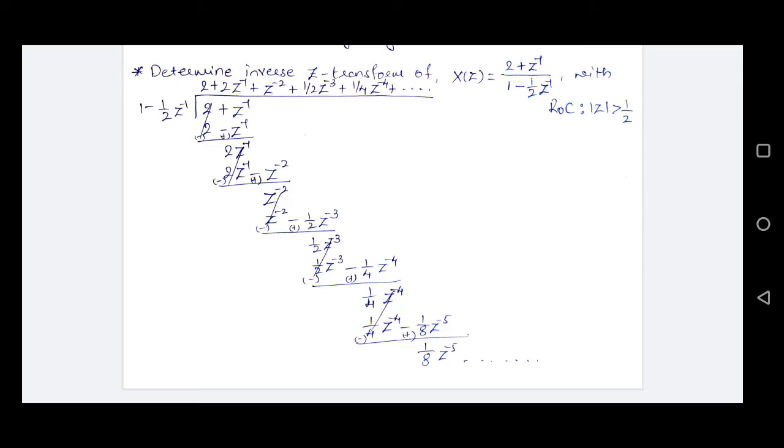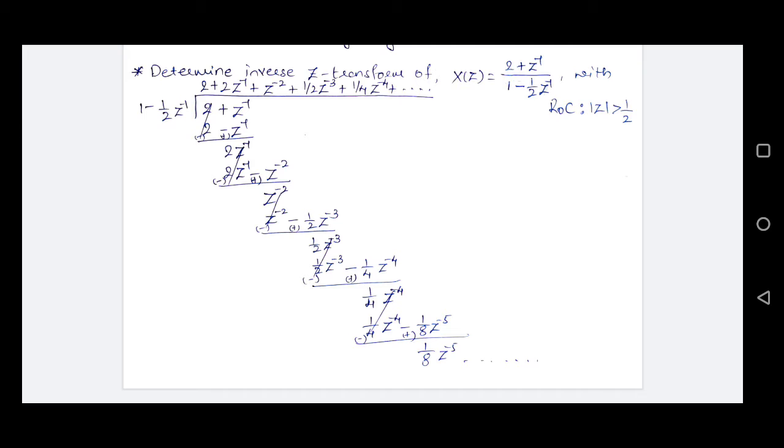First we'll multiply 2 to 1 minus half Z inverse. We'll get 2 minus Z inverse. We'll subtract the terms. Plus 2 and minus 2 will cancel out. We'll remain with 2Z inverse. So to obtain 2Z inverse from 1 minus half Z inverse, we'll multiply 2 to it. So we'll get 2Z inverse minus Z to the power minus 2. Cancelling out the similar terms, we'll remain with Z to the power minus 2. And we'll keep on doing this.